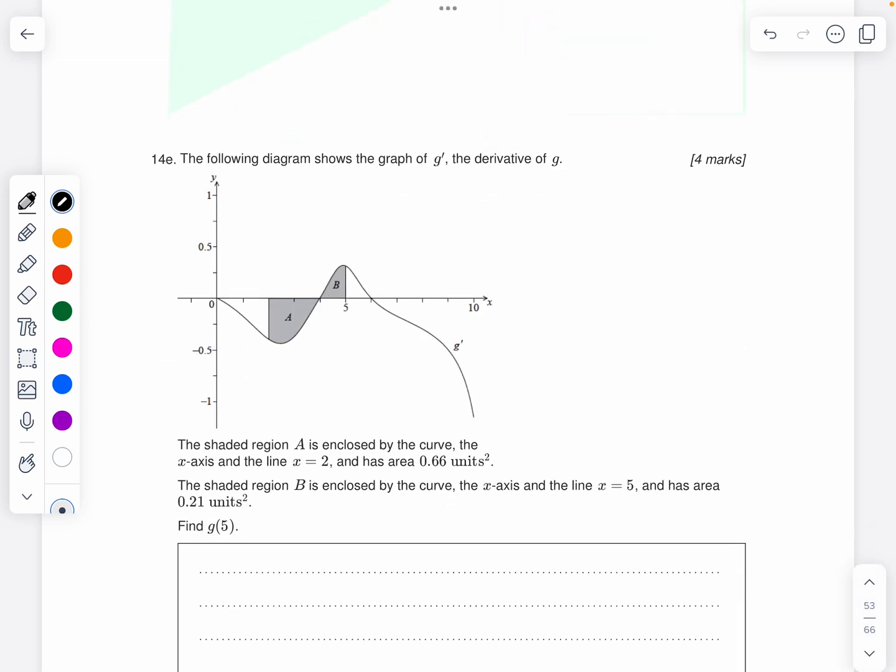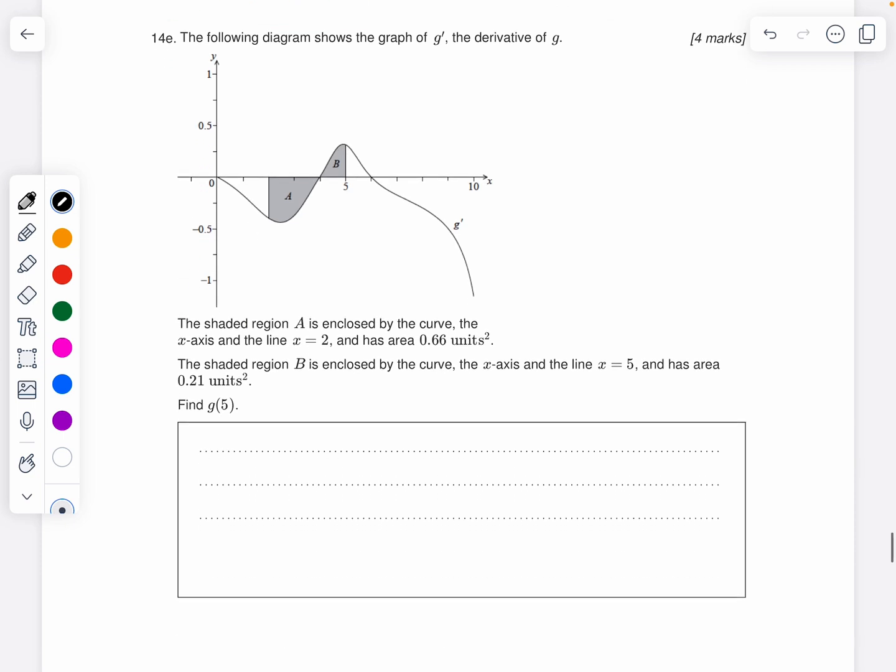The following diagram shows the graph of g prime, the derivative of g. The shaded region A is enclosed by the curve, the x-axis and the line x equals 2, and has an area of 0.66. The other shaded region has an area of 0.21. Find g of b, 5.